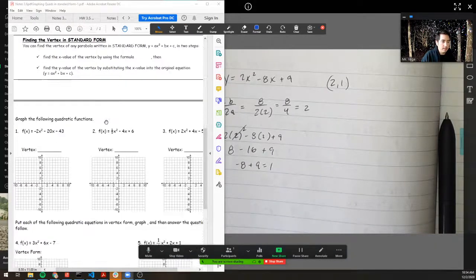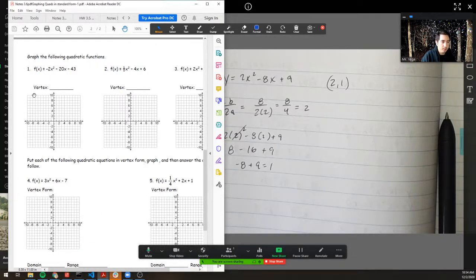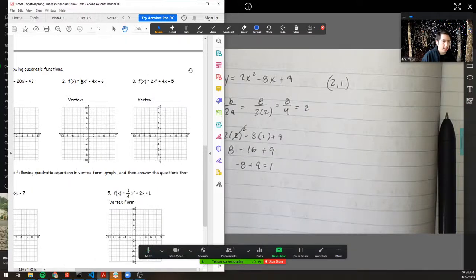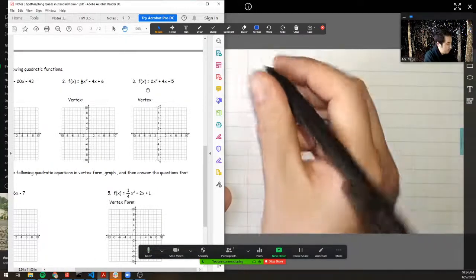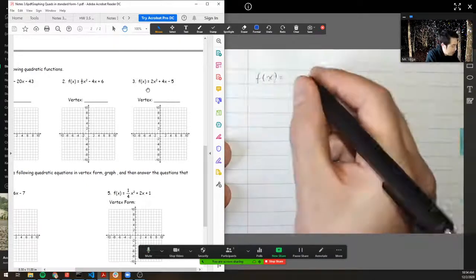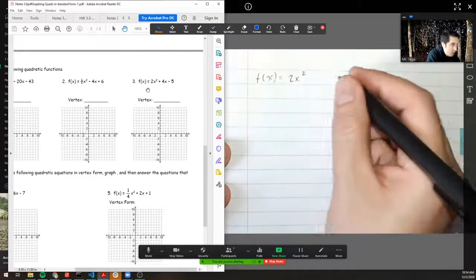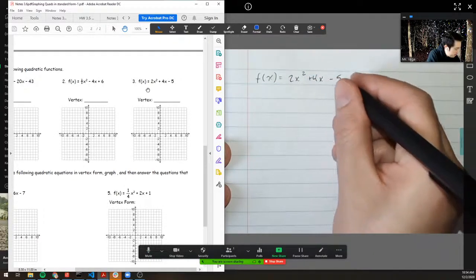Let's see if we can go down. I might do one more example here, because of time. Where are we at? We're at 15 minutes. I don't want to go much longer. I'm going to do one that I wouldn't do in class, like number 3. So solving number 3. Once you get the hang of it, it's very easy. f of x equals 2x squared plus 4x minus 5.